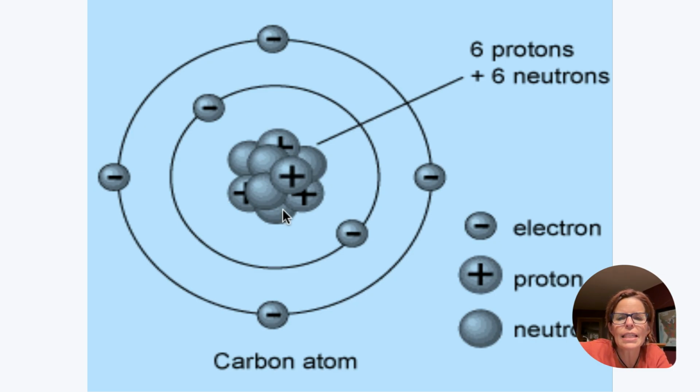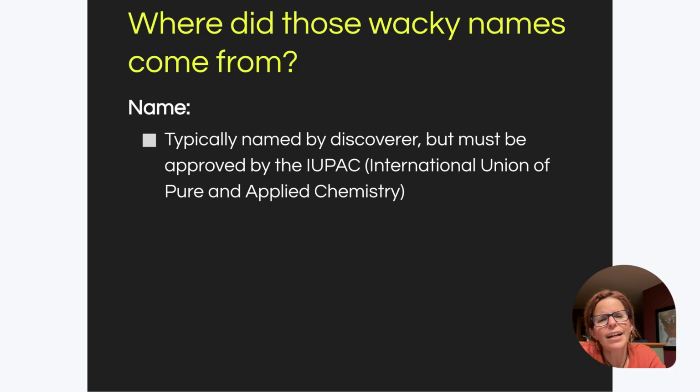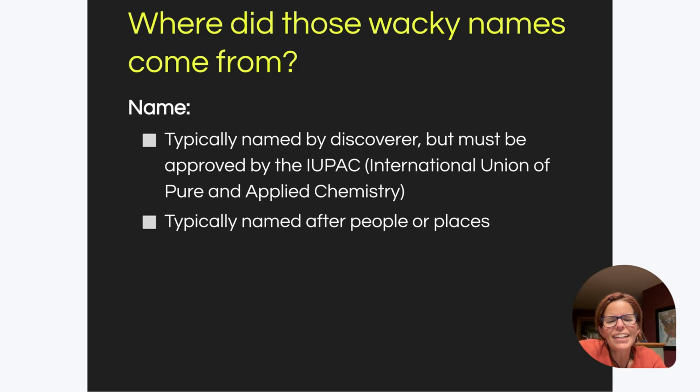If it doesn't have anything, those are neutrons. And if it's got minuses, those are the electrons. All right, where did the wacky names that we see on the periodic table come from? They're named usually by the discoverer, although the name has to be approved by this ruling board of chemistry called IUPAC. Typically, they're named after people or places.